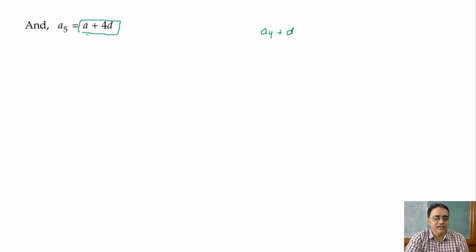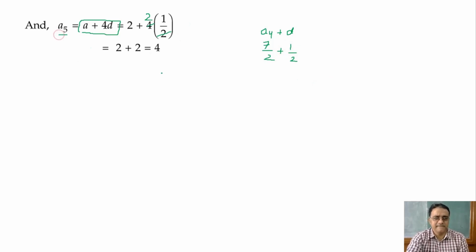So A is 2 plus 4 into 1 by 2. So 2 cancel हो गया. So what are we getting? 4. Right. A4 यहाँ पे 7 by 2 था. ध्यान से देखो. And if you add 1 by 2, then you will get 8 by 2, that is 4. Right? जो easy लगे वो वाला method use कर लेना.